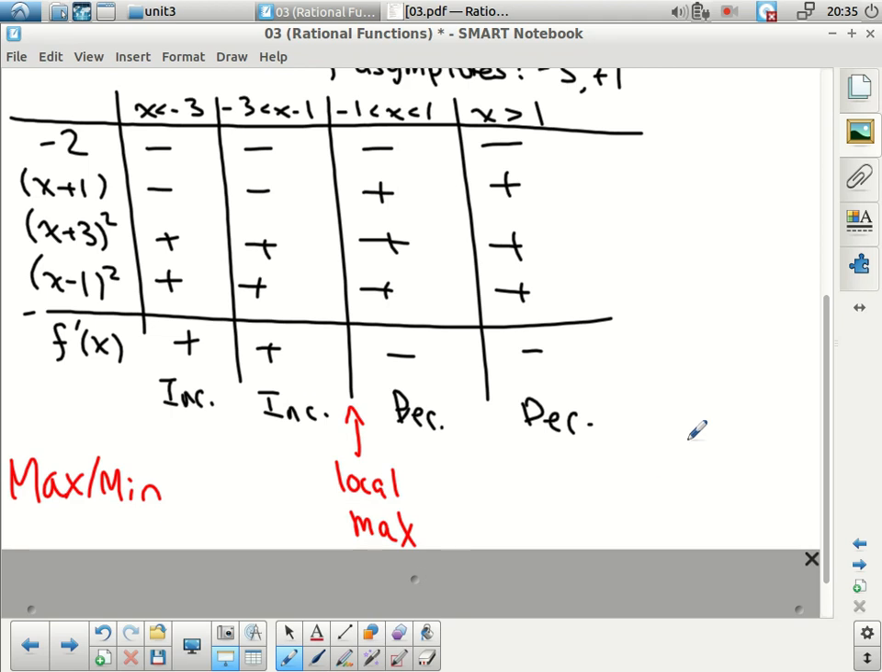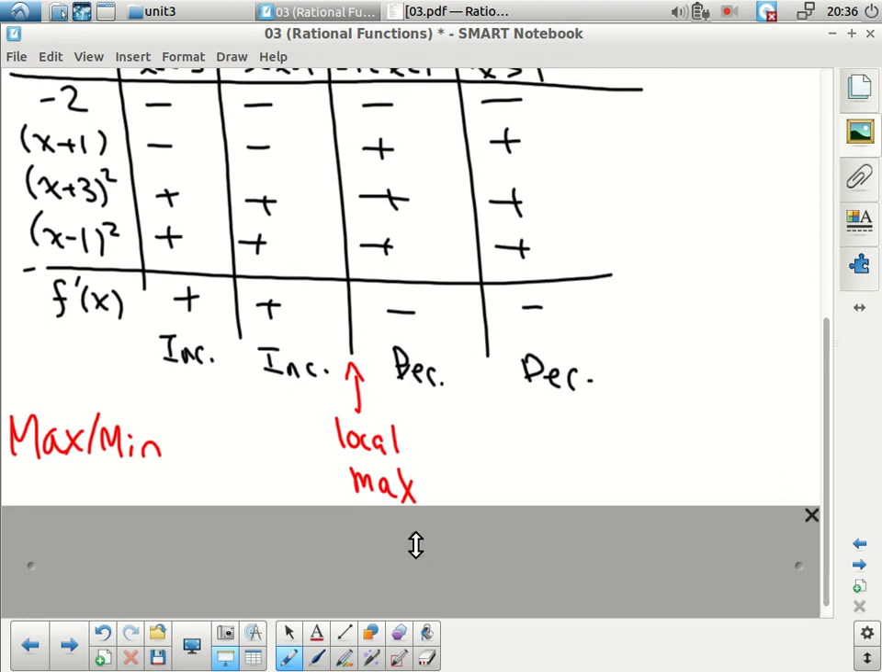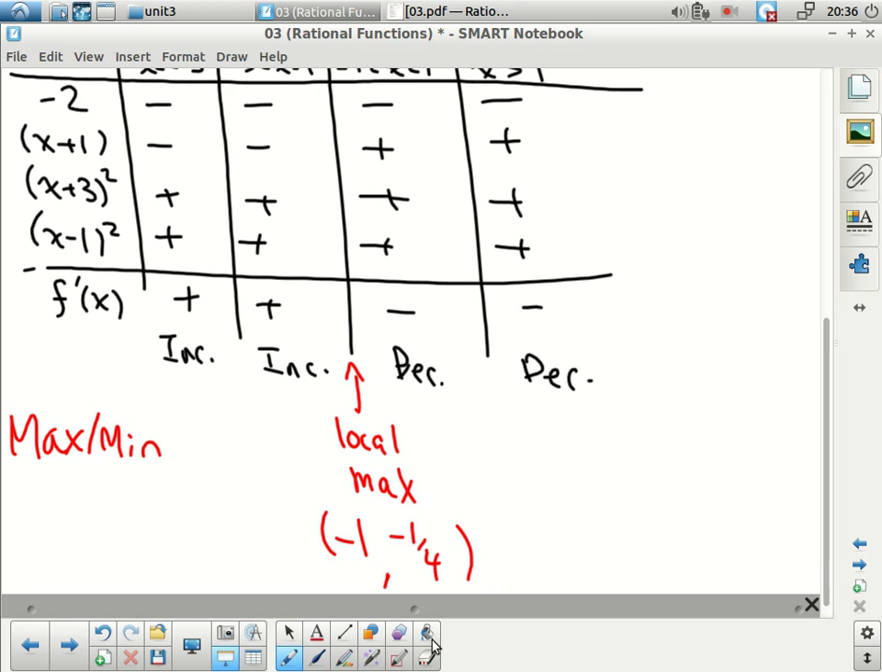So I must have some kind of a local max there, and that's essentially what the first derivative test is. I look at this chart, it switches from increase to decrease, so it must be a maximum. It was going up, it's coming down, I have a local max. Specifically, where is that maximum? Well, if I take -1 and plug it back into my original function, I will get (-1, -1/4) as my local max. Now, the other ones are increase, increase, decrease, decrease, so these definitely aren't max or mins.